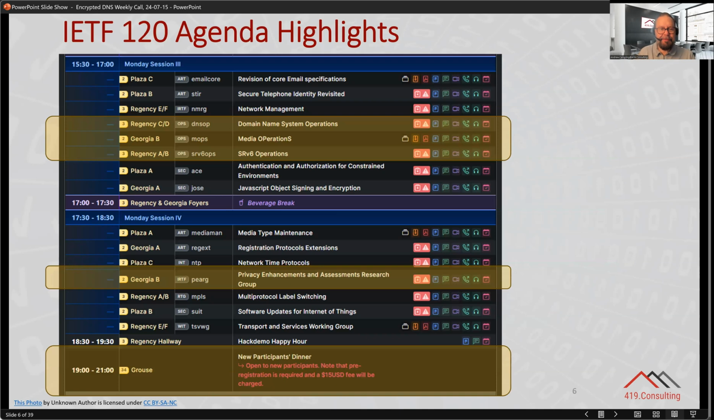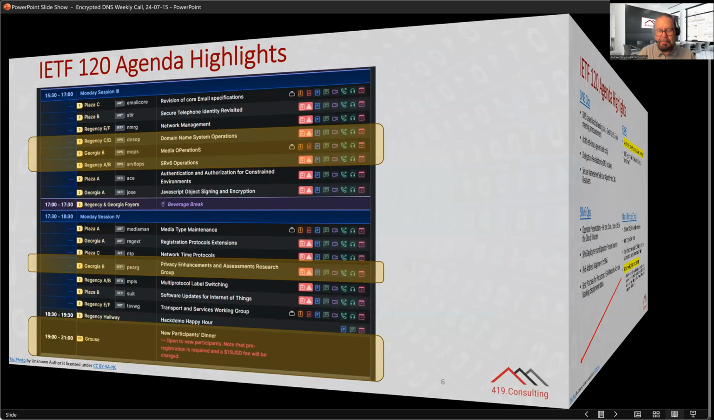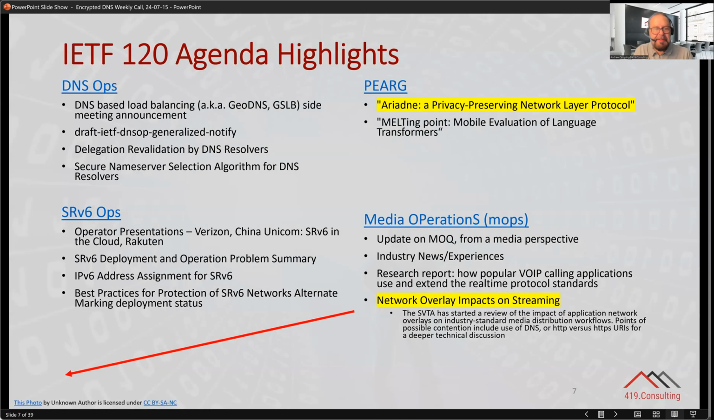And then sessions 3 and 4 on Monday, we had DNS Ops, MOPS, Media Ops, SRv6, all in session 3, and PEARG in session 4, and then just unpacking those. DNS Ops has an announcement about a side meeting on DNS-based load balancing. You can see. And then there's a couple of other topics. I'm not going to read them all out. You can read them as quickly as I can do so, if not more so.